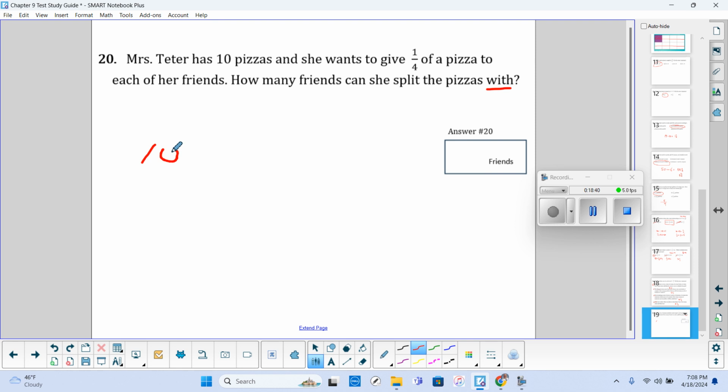10 pizzas divided by 1/4, that means everybody gets a quarter of a pizza, is the same as 10 pizzas times the reciprocal, which is 4/1, which means Mrs. Teeter has 40 friends, which is about 47 friends more than Mr.